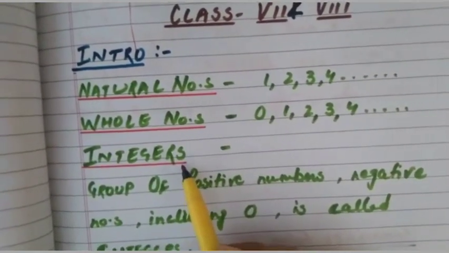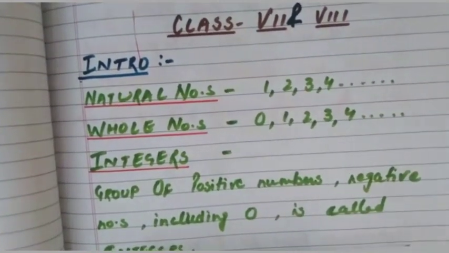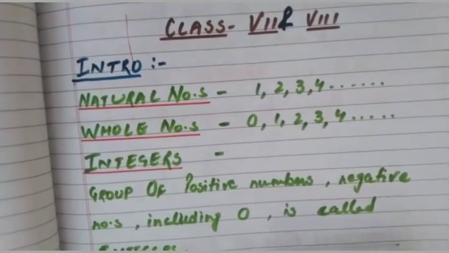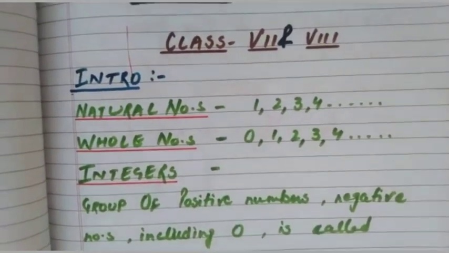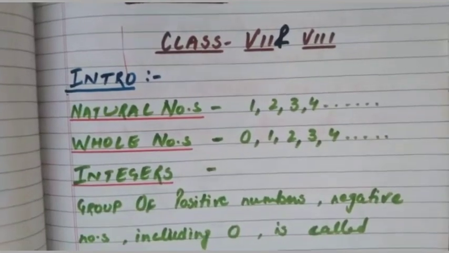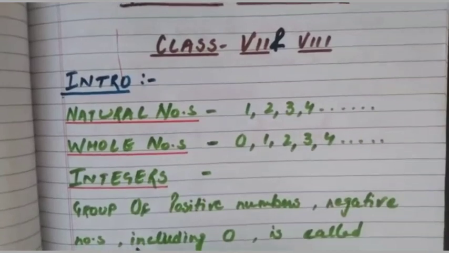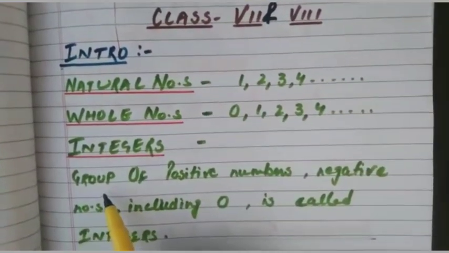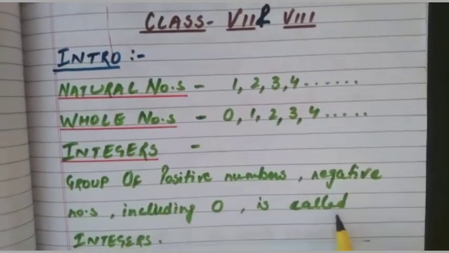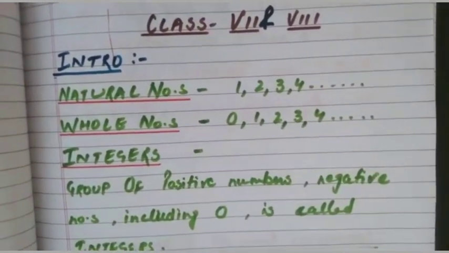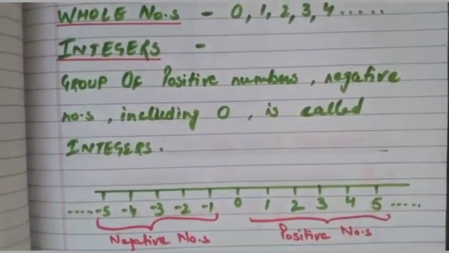Next is integers. There are many definitions of integers you can write, but basically, what are integers? When we take all positive numbers and all negative numbers including 0, this whole group together makes integers. So let's have this definition: the group of positive numbers, negative numbers including 0 is called integers. Now I'm going to show how you represent integers on a number line.